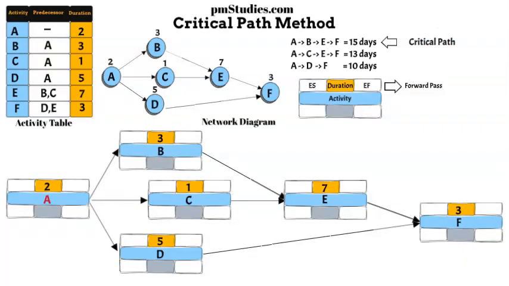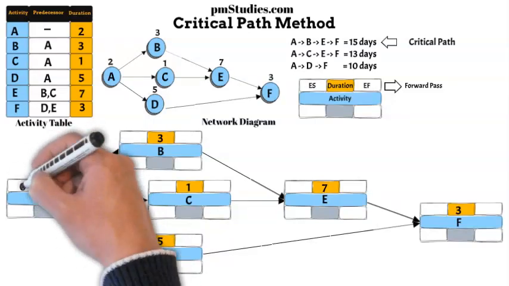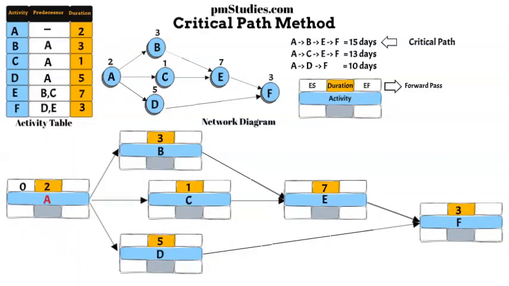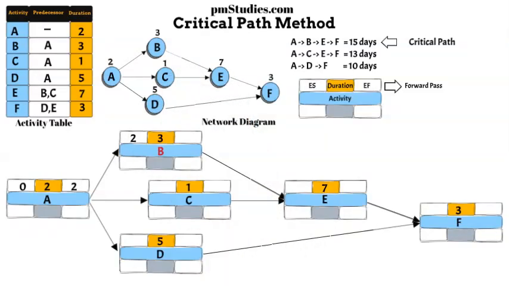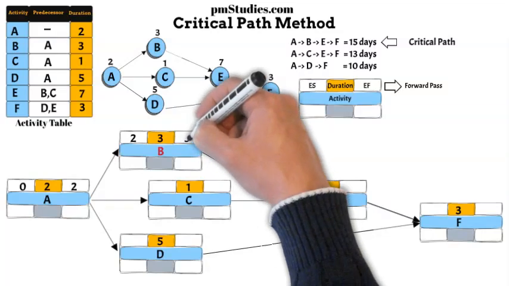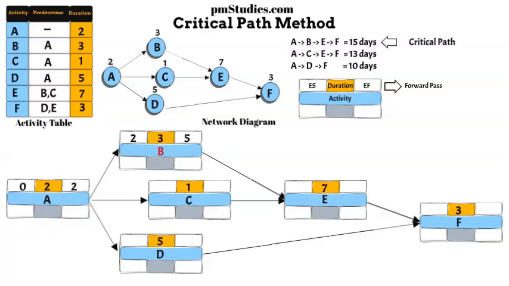We will start by entering 0 as the ES of the first activity. The EF will be the ES plus duration, which would result in 2. For the next activity, activity B, we will bring the EF of the predecessor into the ES. The EF will be the ES plus duration, which would result in 5.